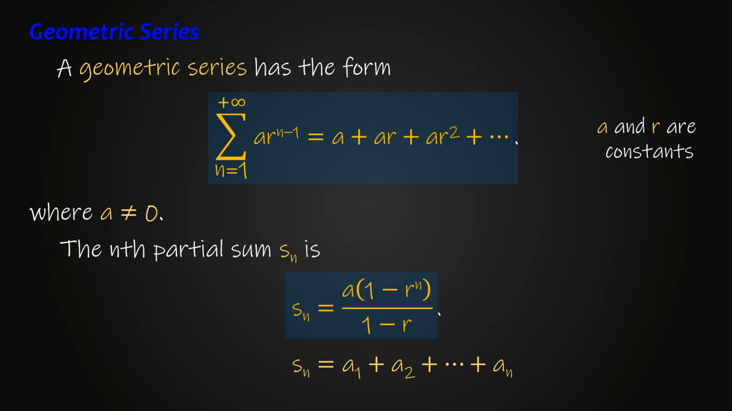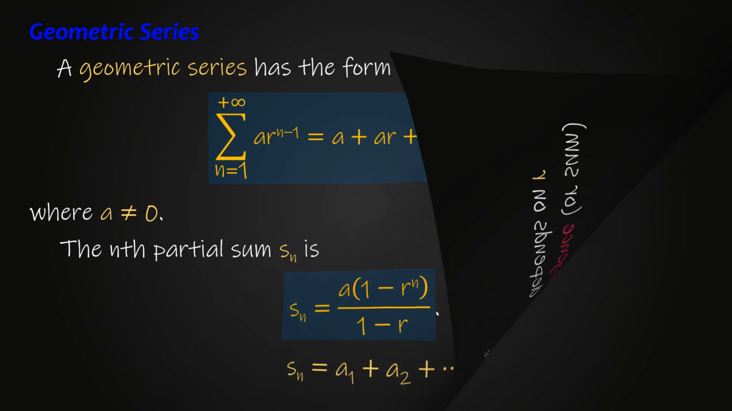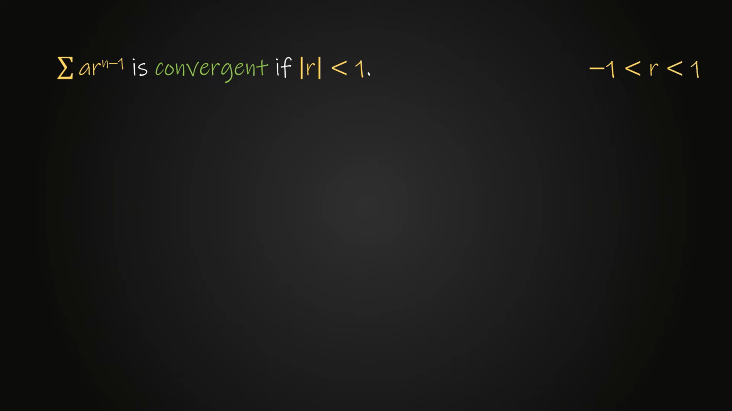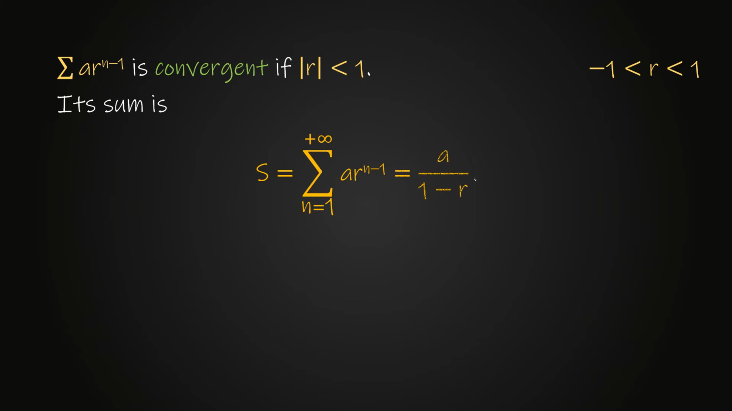The convergence of a geometric series, or whether the series has a sum or none, depends on the value of r. The geometric series is convergent if the absolute value of r is less than 1. That is, if r is between -1 and 1, the series converges. The sum of a convergent geometric series is given by the following formula. The sum is equal to the constant multiplier divided by 1 minus the constant base.